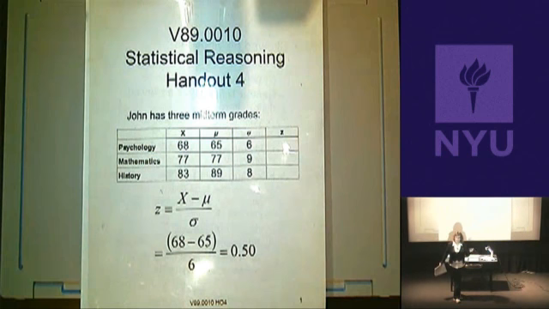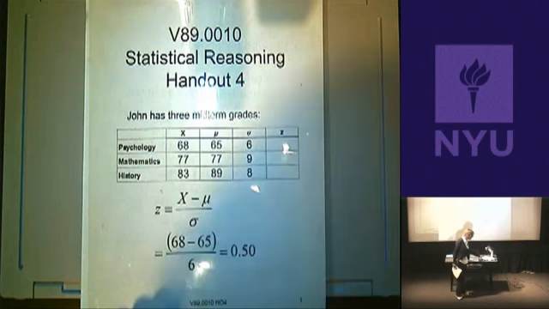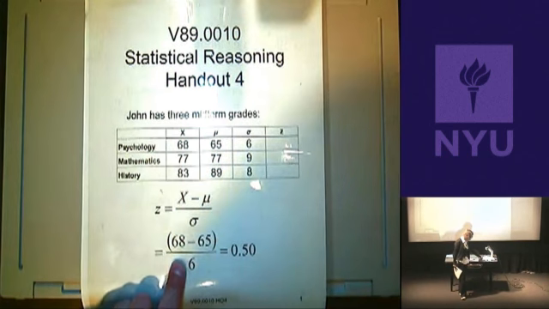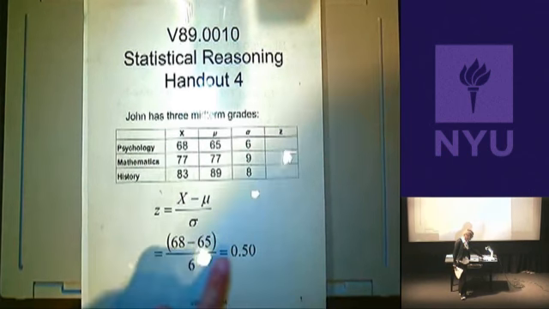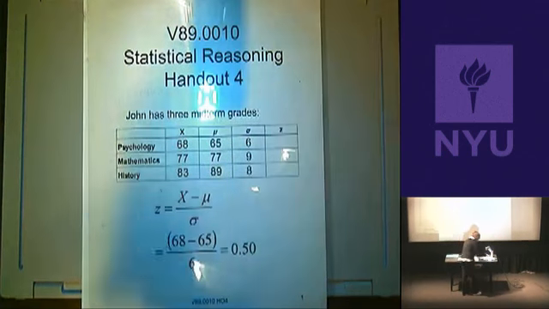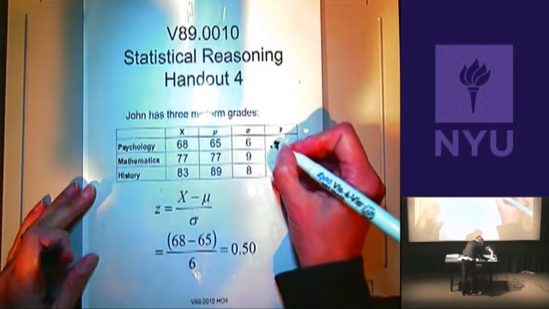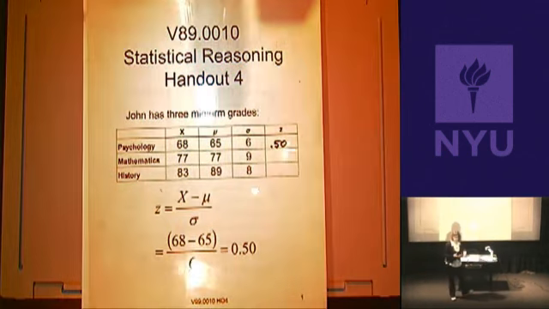That's it. So for example, John's score in psychology, he got a 68. I know it's going to be a positive Z-score because the mean is lower than that. And I find it, and it's 0.5. So I know that John scored half a standard deviation above the mean. Okay? Like I said, that's useful at the moment, but it's going to be even more useful later on.